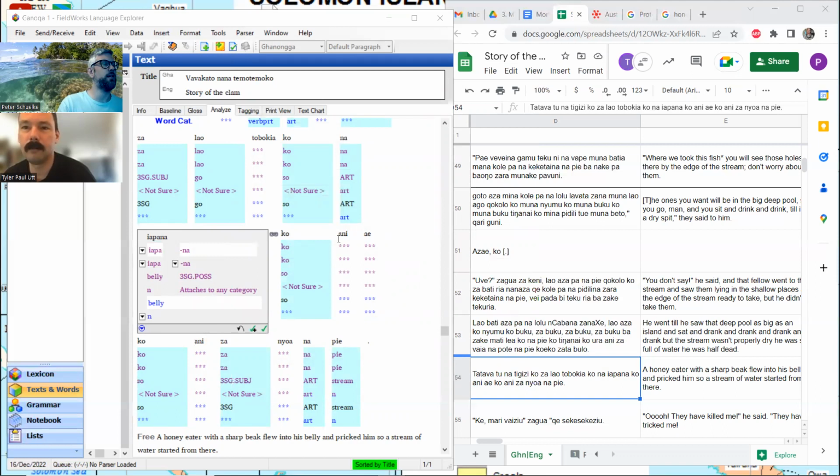So we get ko ani twice. Ko ani. Honey eater with a sharp beak flew into his belly and pricked him so a stream of blood. So ani is flew, the honey eater so that it went tombokia. That looks, as we said, like it's going to be pricking him. Feel pretty confident.